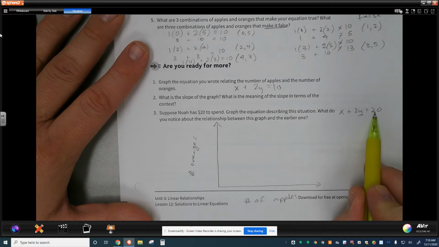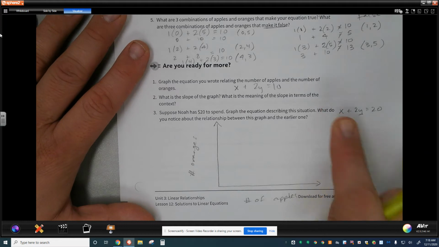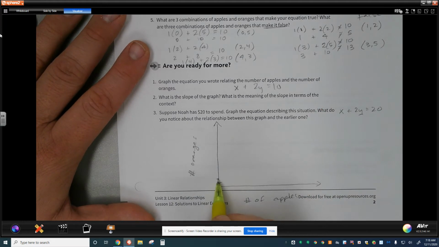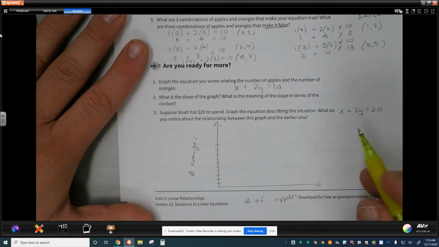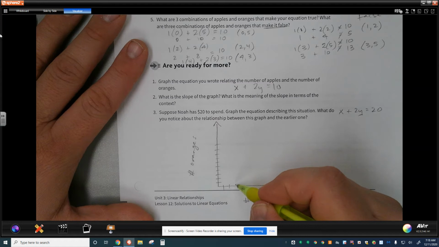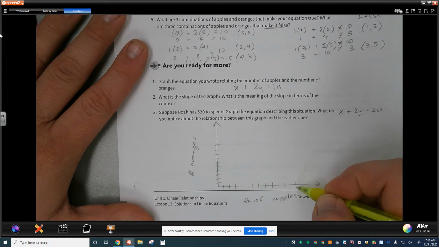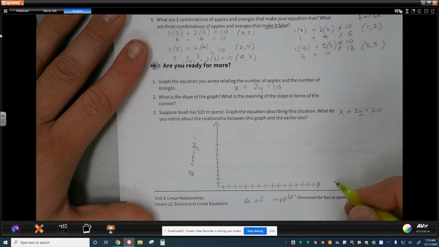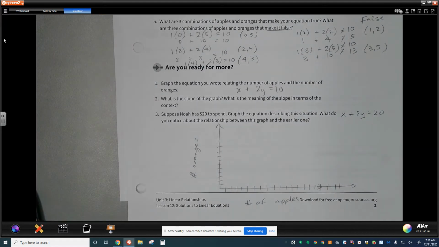If I could buy $20 worth of oranges, that would be 10 oranges. So we'll see 1, 2, 3, 4, 5, 6, 7, 8, 9, 10. And then if I could buy apples, that would be 20 apples. And it looks like I went a little short. And now what I know about this is my graph is going to be big enough for both of these situations.